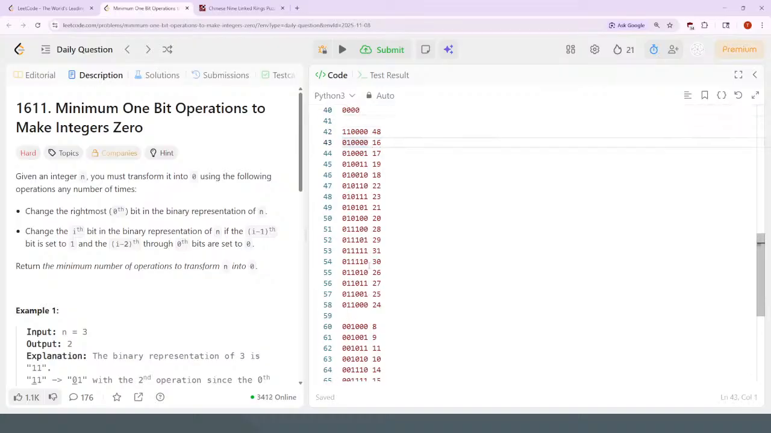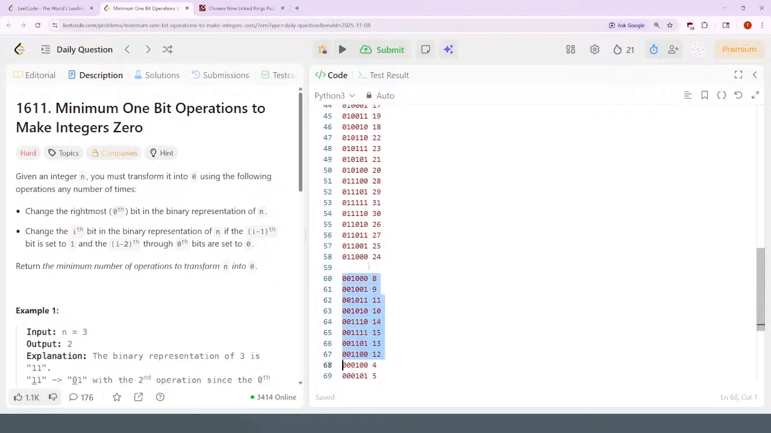So this is 16, right? 16 to 31. And then there's 8 here, 8 to 15. And then there's 4, from 4 to 1.